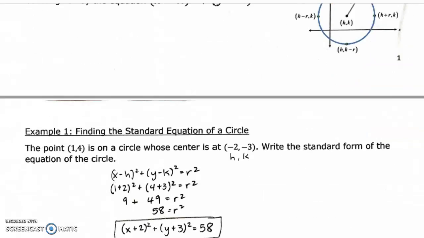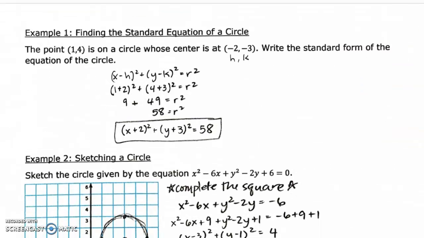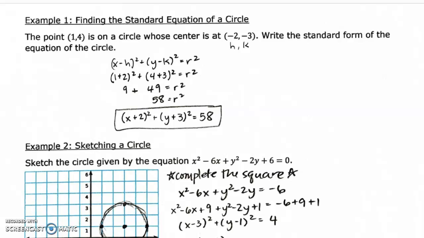Okay, so let's take a look at some examples. If they give you a point that's on the circle and they give you the center of the circle, you can write the equation of the circle by doing a couple of things. You already know the center that's given to you, so you know your h and your k. What you don't know for the equation of the circle is the radius.